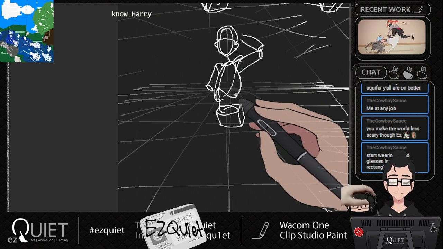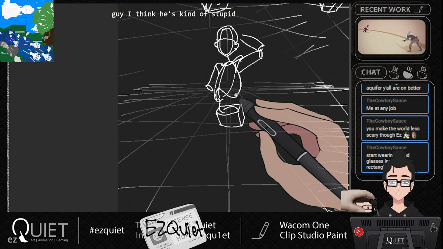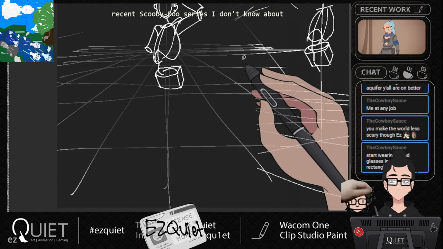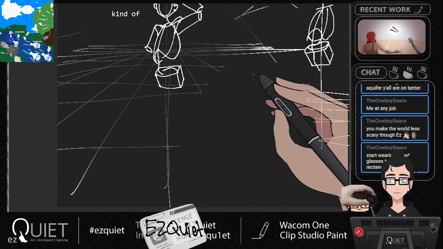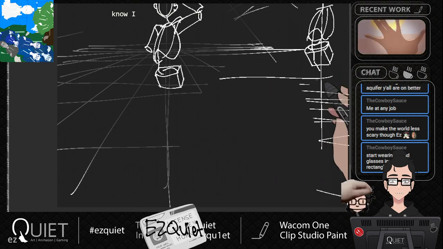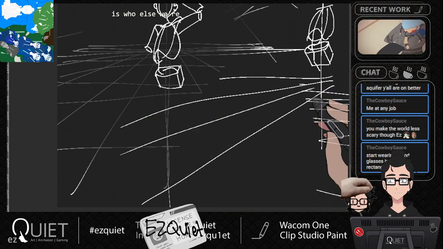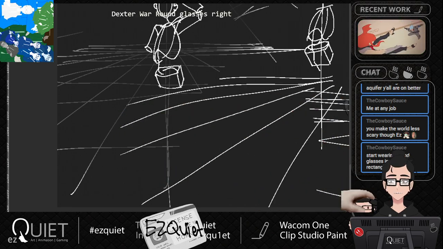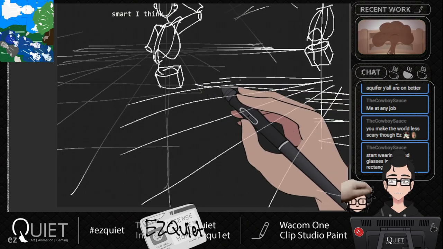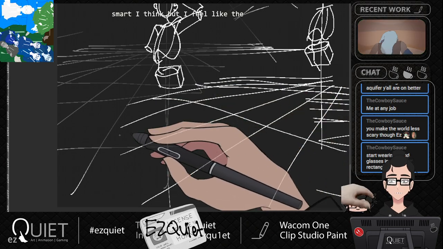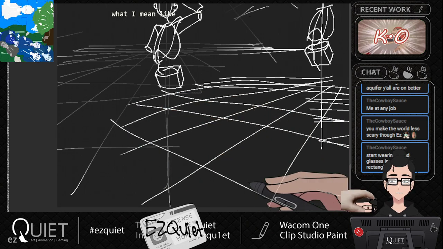But Harry Potter, I don't think he's a smart guy. I think he's kind of stupid. Velma from the recent Scooby-Doo series, I don't know about that. She has round glasses. Maybe the other versions of Velma were kind of smart. This version, I have my notes. I have improvements. Who else wears smart round glasses? Dexter wore round glasses, right? Dexter's Laboratory. You guys remember that guy? He was smart, I think. But I feel like the meme is that he was smart to a fault. You know what I mean? Like the man knew his numbers.